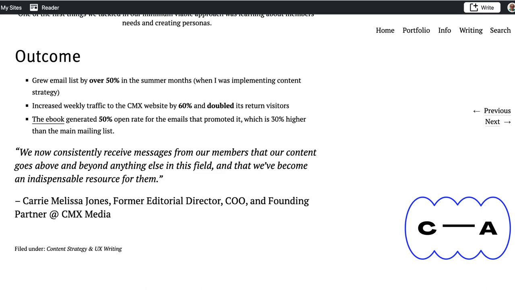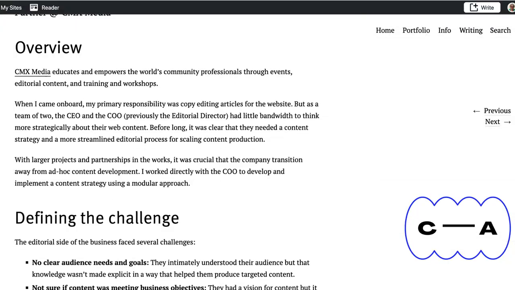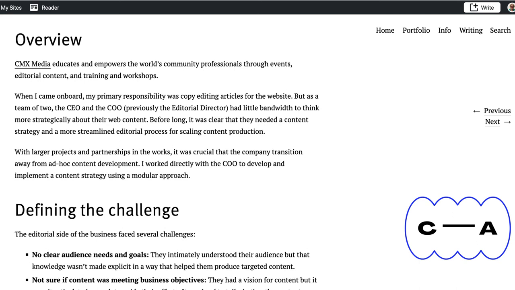Let's go back to overview, which is the first. The narrative in this section mostly describes the situation, the who, what, and when involved when Clem began working on the website for CMX. It also describes a little of Clem's task or why he was involved in the situation.